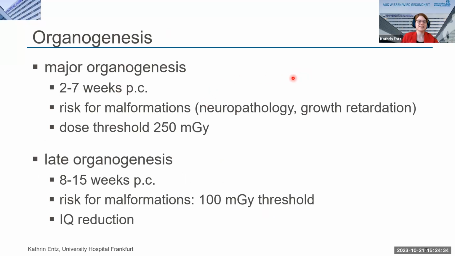In the later stages, it's not like that. So in the organogenesis, it's the organ building phase. This is the phase where the organs are developing. So that means the organs are very sensitive to radiation. And that's why we also have the risk of malformations to the organs in this stage. So we have here a risk of neuropathology or growth retardation, but fortunately also at quite high dose thresholds. In the later stage, you do not only have the risk of malformations, but also of an IQ reduction. But as I will show you later on, it's not a high IQ reduction. It's hard to see at all.